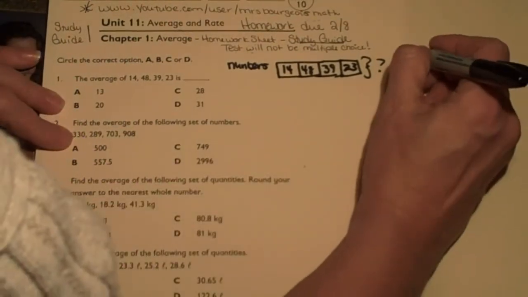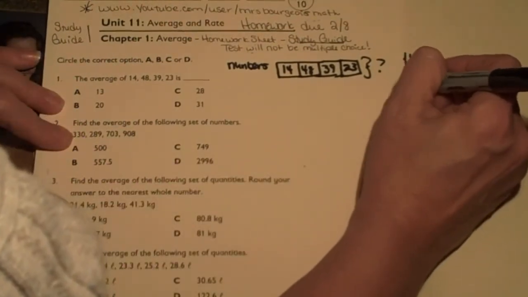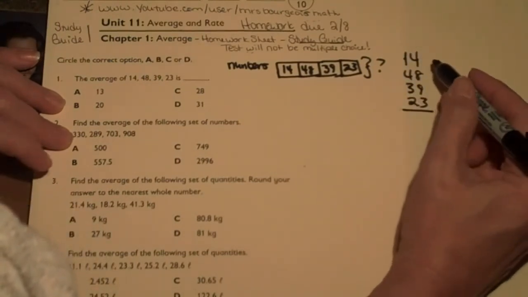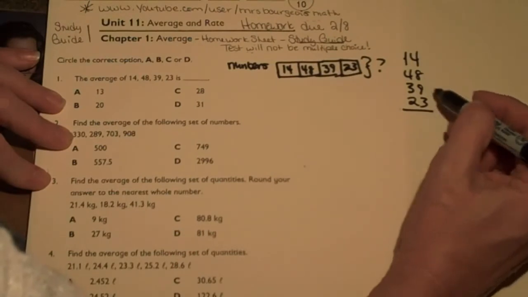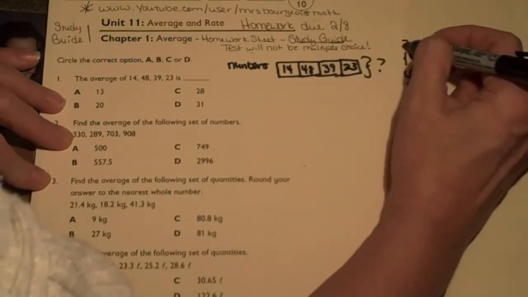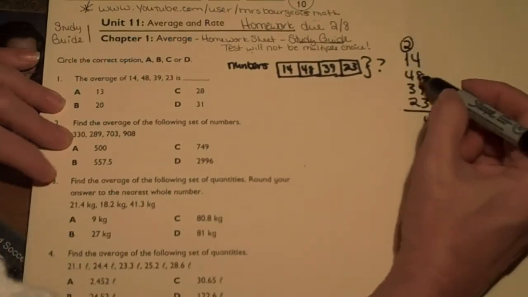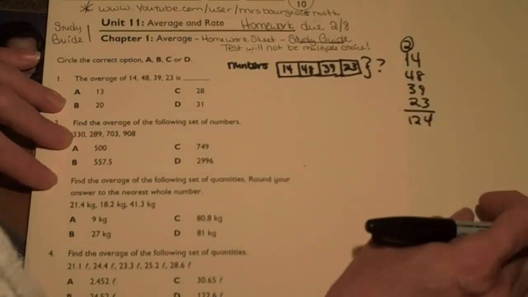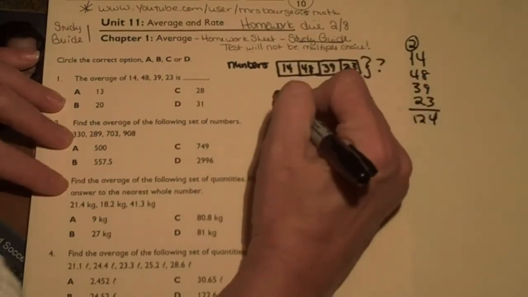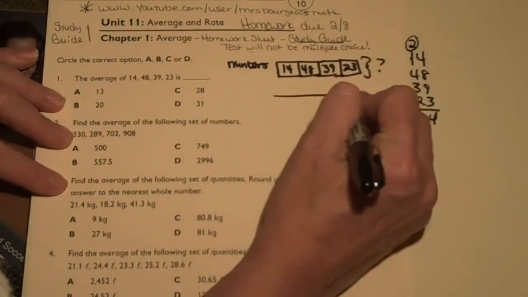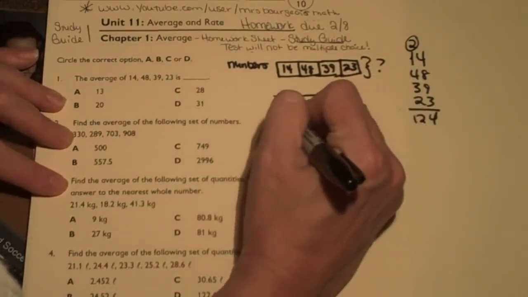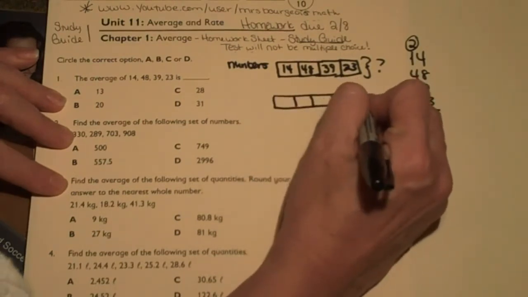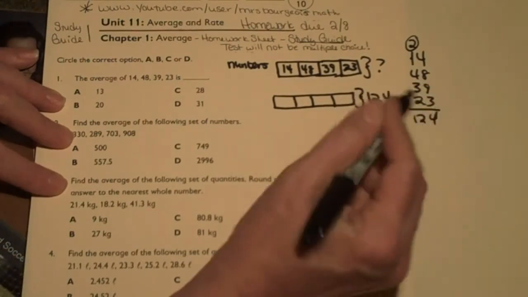So I'm going to add those up. 14, 48, 39, 23. I get 124. So my total is 124. Right? So we're going to draw another bar. This second bar should be about the same length as the first one, but all these boxes should be the same size. Okay? My total is 124.